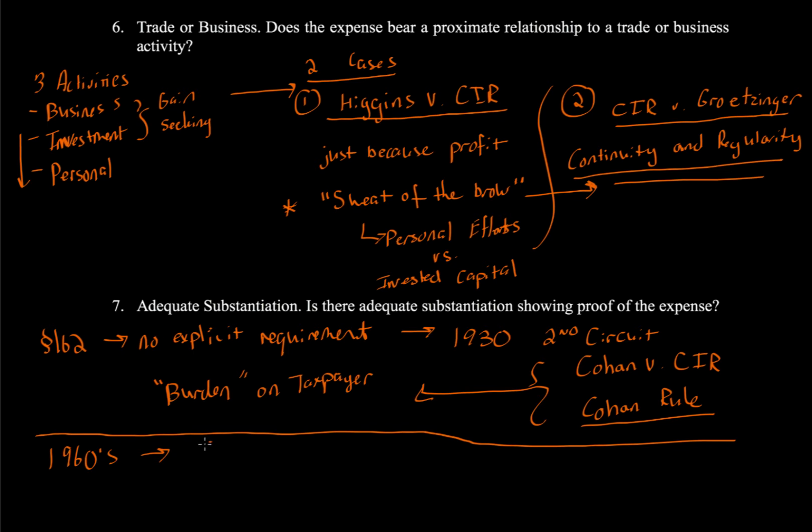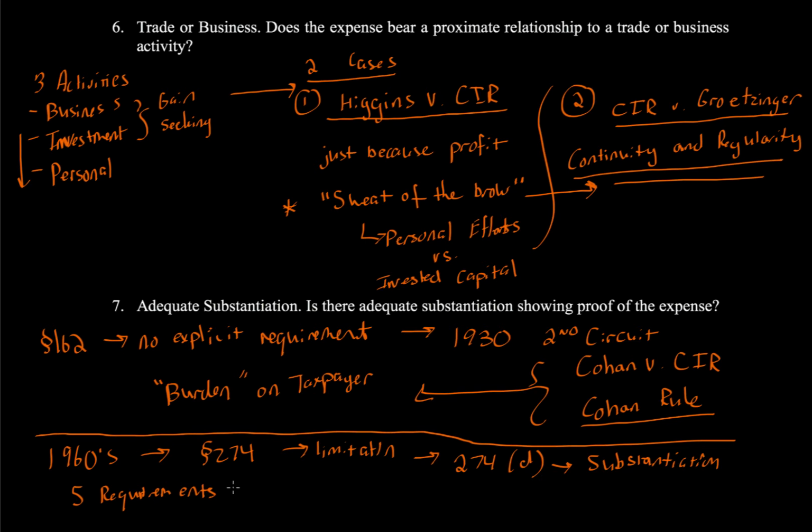So in the 1960s, we have Section 274, since the 260s and 270s are limitations on deductions. So 274 is a limitation. And within 274, we have section 274(d), which lays out substantiation requirements for certain provisions. So this does not apply to all deductions, just certain ones that specifically say you must follow section 274(d). And there are 5 specific requirements that section 274(d) lays out.